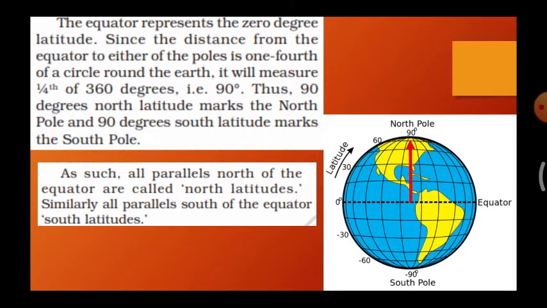So see here, children, the area from 0 degree towards the North Pole is called north latitude and the area from 0 degree towards the South Pole is called south latitude. So these are the two latitudes. What are they? One is north latitude and another one is south latitude. As such, all parallels north of the equator are called north latitudes. Similarly, all parallels south of the equator are called south latitudes.